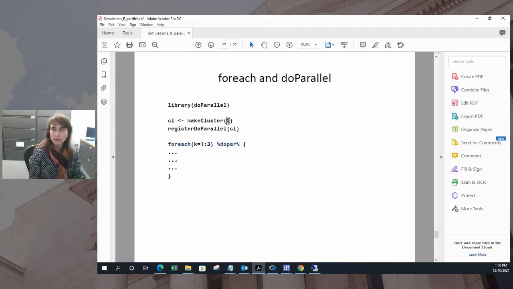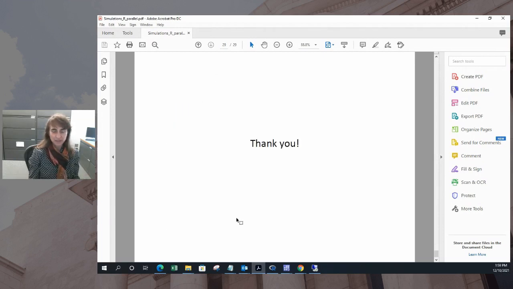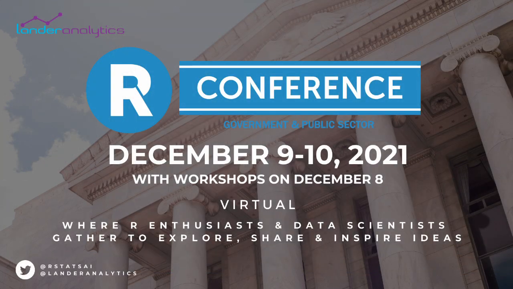But you have to tell it how many cores or workers you want to use, and then you have to register them. From then on, my job was very easy. I would put all of my parameters into separate vectors and call them right before I call my main simulation program. And if you use the doParallel package, it's a good idea to stop your cluster so that your memory gets cleared. So that's what I wanted to share with you today, and thank you for listening.